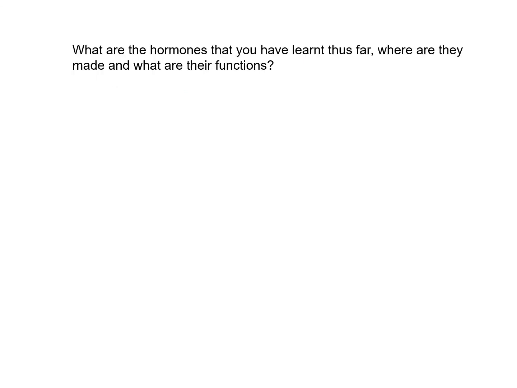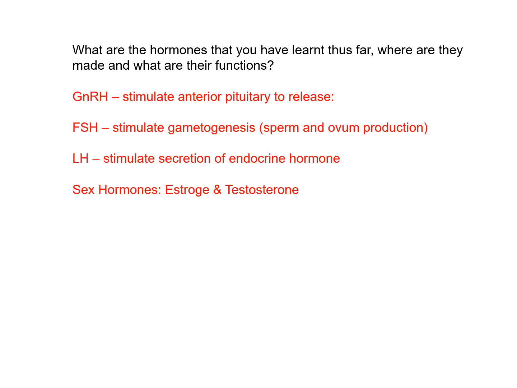What are the hormones that you've learned thus far, where are they made, and what are their functions? That's right. Remember the HPG axis, which is the gonadotropin releasing hormones from the hypothalamus that stimulate the anterior pituitary to then release FSH and LH. That one stimulates gametogenesis, another one stimulates secretion of endocrine hormones, and then you have estrogen and testosterone. Sorry about the spelling error here for estrogen. You've got to put an N, estrogen.